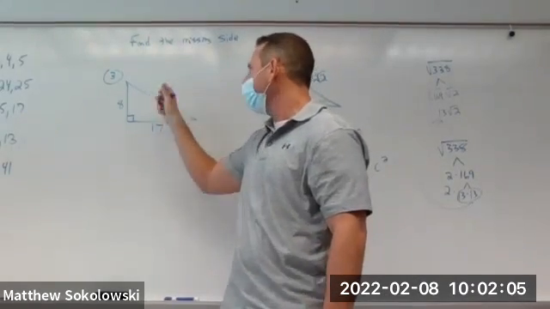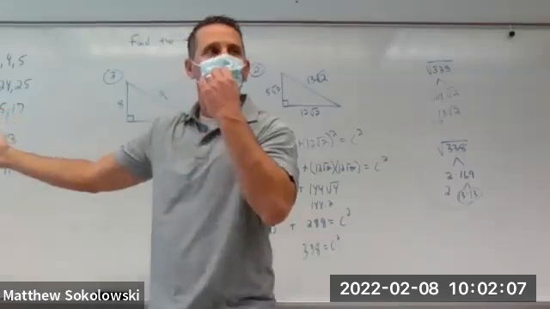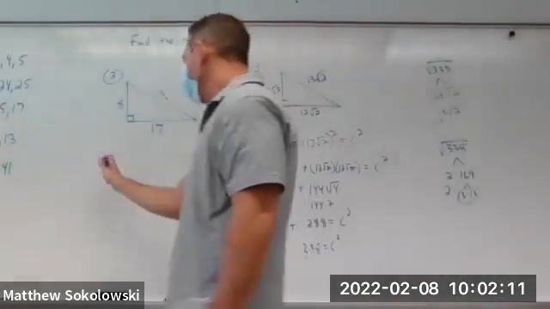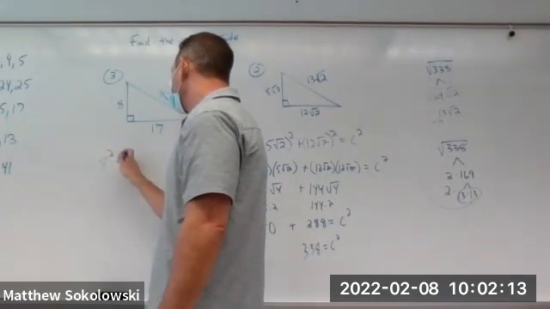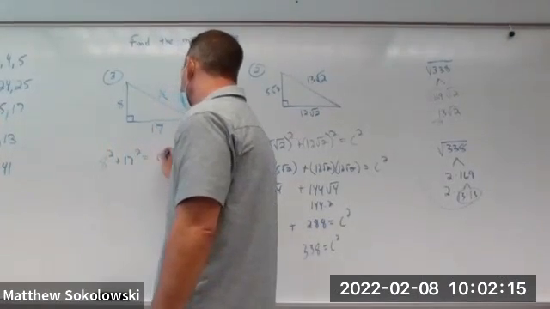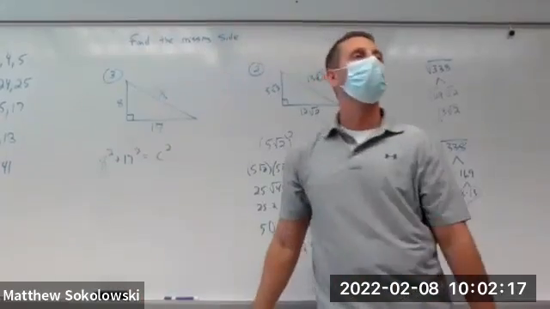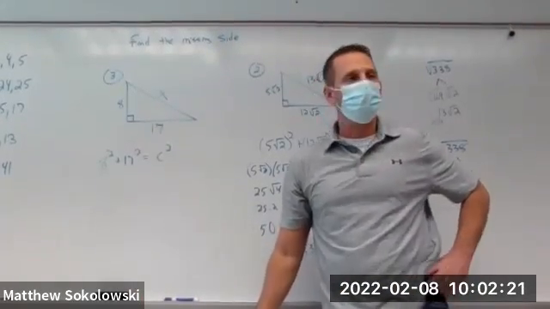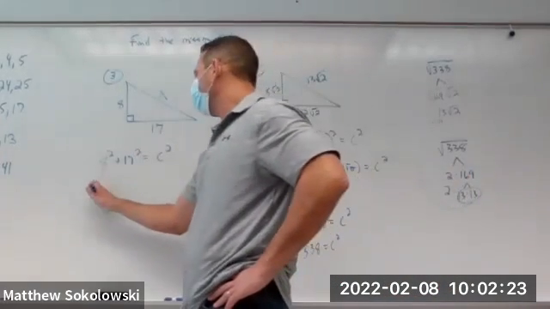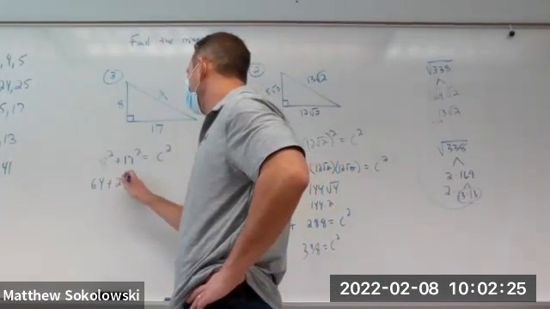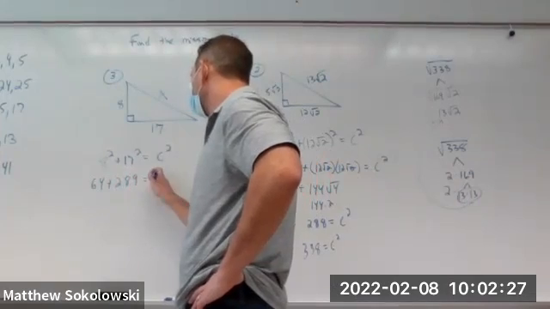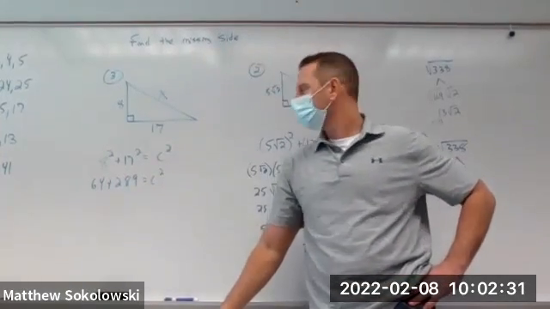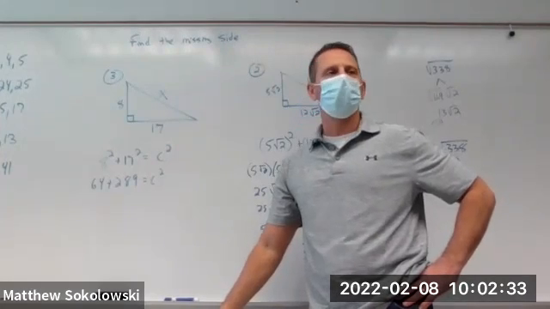If I don't know the side and it's not a triple, well, then you have to use the Pythagorean theorem. Now we have to go 8 squared plus 17 squared equals c squared and go through the steps in order to find the hypotenuse. 64. You want to do it? 8 times 8 equals 64, 289, c squared. Keep going. Add it together. I can't add. I can only multiply in my head.